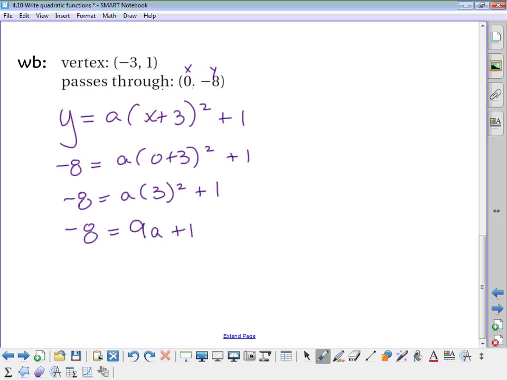And so then we subtract the 1 from both sides. Negative 9 is equal to 9a. So in this case, a would be equal to negative 1. So my final equation would be y equals negative of x plus 3 squared plus 1.